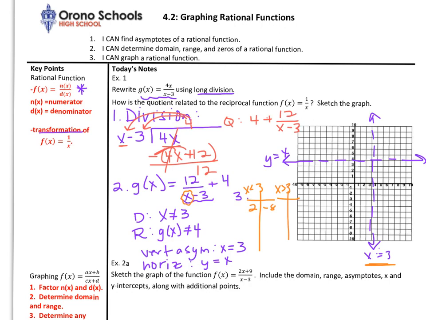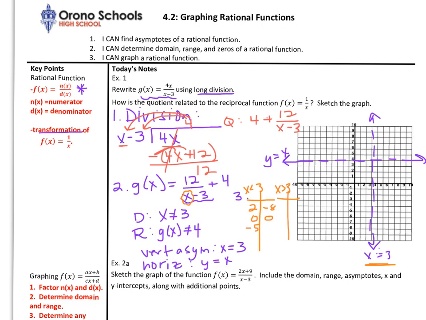Let's pick another number. I'm going to go to 0. If you plug in 0, 0 minus 3 is negative 3. 12 divided by negative 3 is negative 4. Negative 4 plus 4 is 0. Let's go ahead and plot these points. Well, let's pick another point. Let's go all the way over, let's say negative 5. Just to get an idea of what's happening there. Negative 5 minus 3 is negative 8.